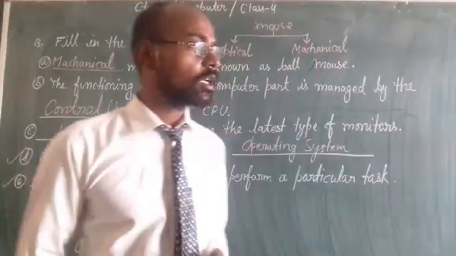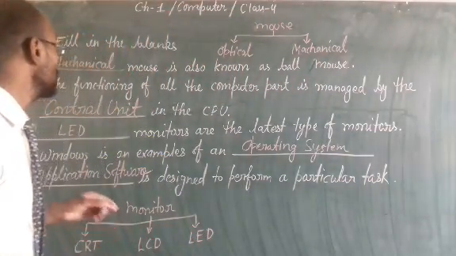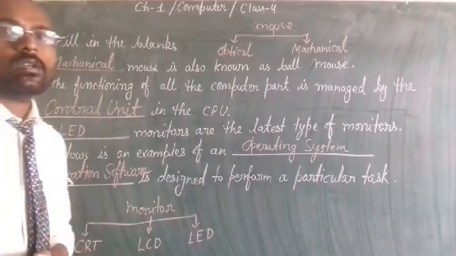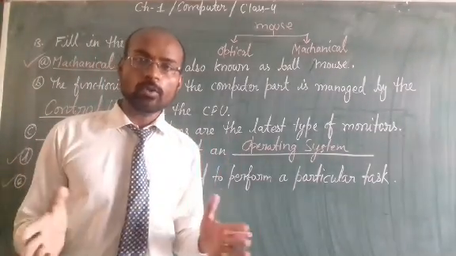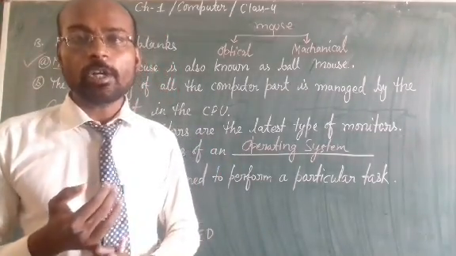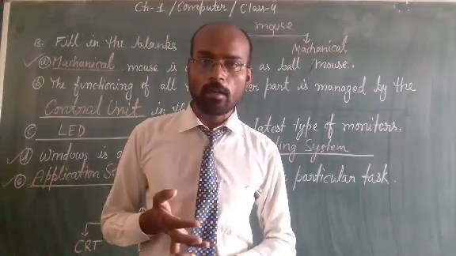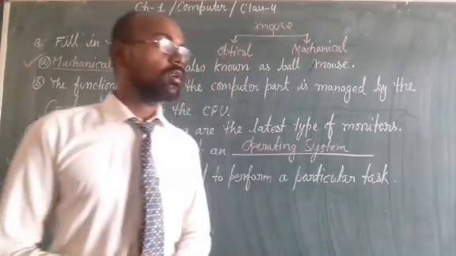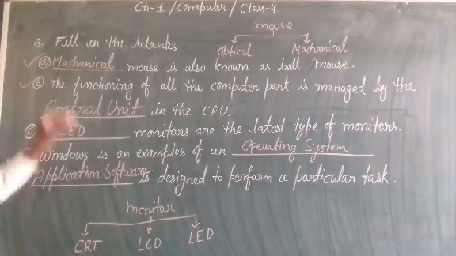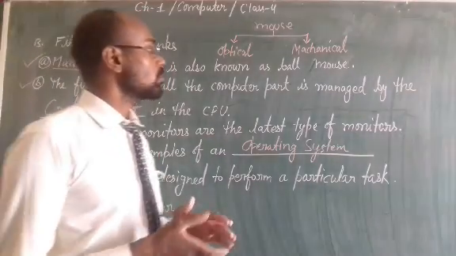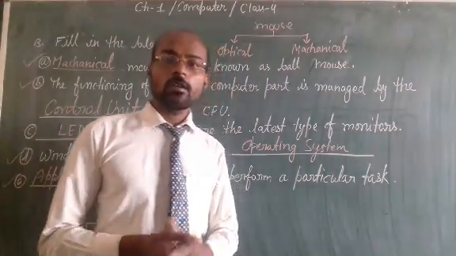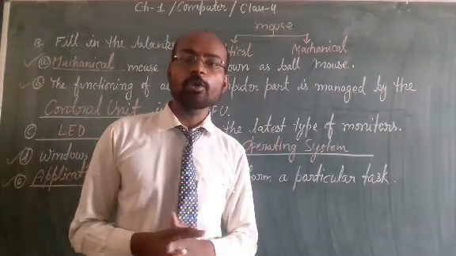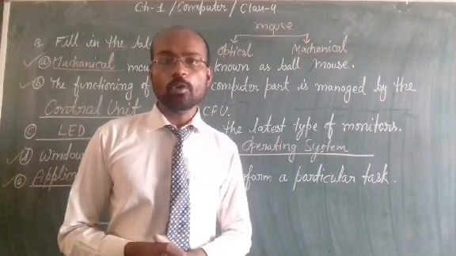Okay, once again look from question number first. Question number first is, mechanical mouse is also known as ball mouse. There are two types of mouse. First is optical and second is mechanical. Mechanical mouse is also known as ball mouse. Second question is, the functioning of a computer part is managed by the control unit. Okay, all the functions of a computer are managed by the control unit.